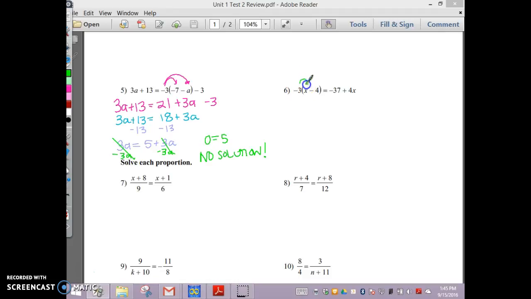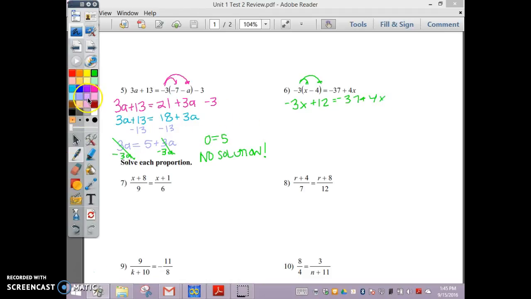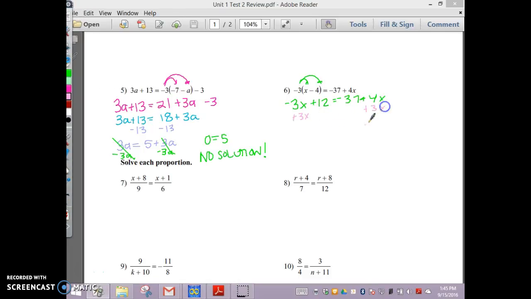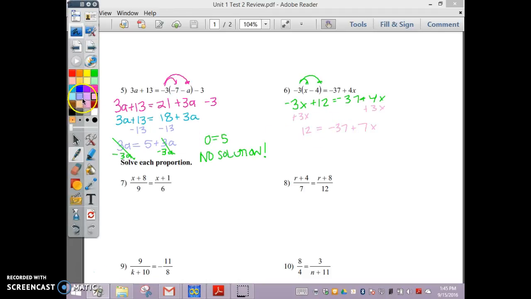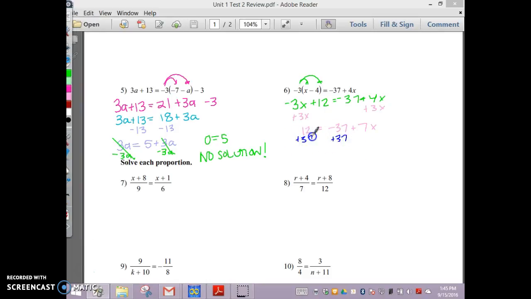Okay, last one like this. We're going to distribute. Negative 3x plus 12, negative times a negative, equals negative 37 plus 4x. I'm going to add 3x to both sides, giving me 7x. Negative 37 plus 7x equals 12. Add 37 to both sides. I get 49 equals 7x. So x is 7.